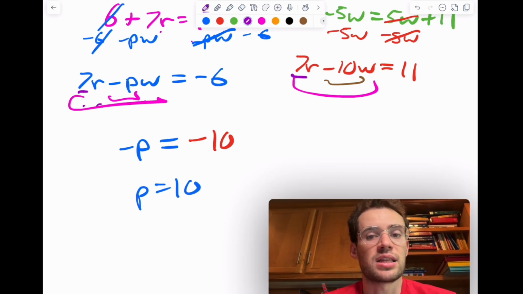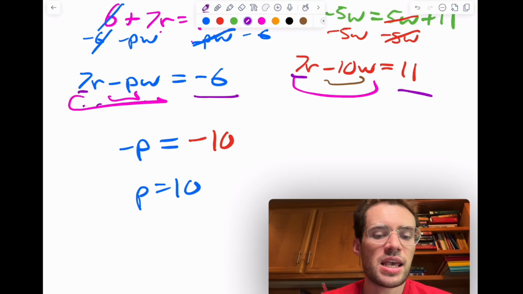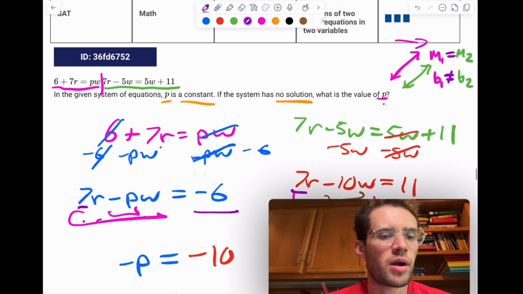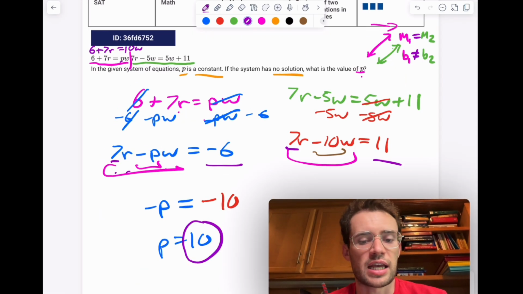And then the fact that the right side, the negative 6 and the 11, are two different numbers when the left side of the equation is the same, tells us that they're going to be two different y-intercepts. So p is equal to 10. That would mean that when you rewrite this, it would be 6 plus 7r equals p again, which is 10, so 10w. I already would feel confident enough to just enter that answer in.